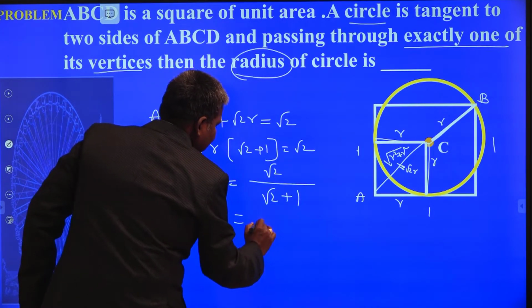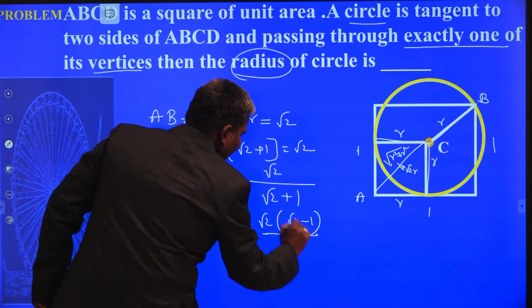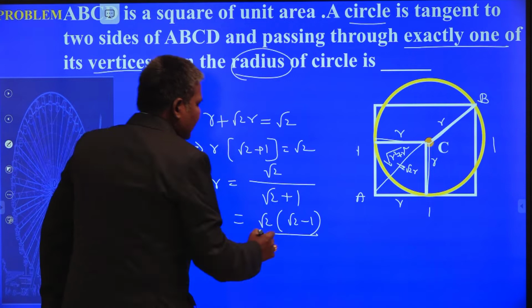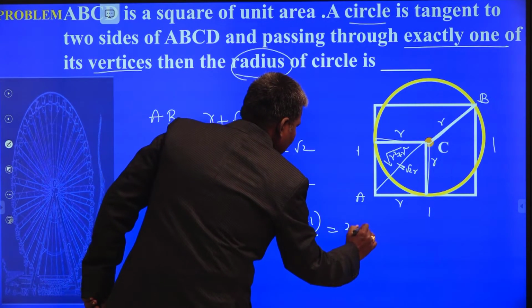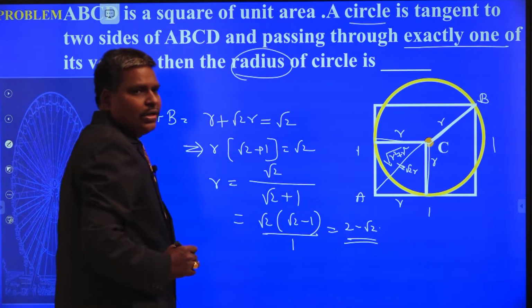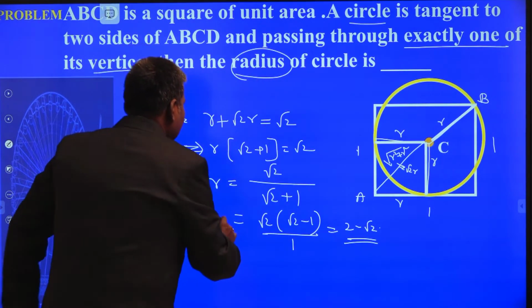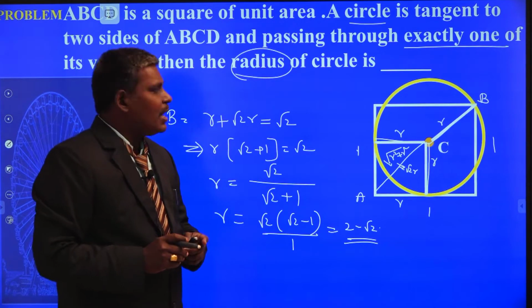By rationalizing, root 2 times (root 2 minus 1) by (root 2 plus 1) into (root 2 minus 1), that is 2 minus 1, that is 1. Your value is nothing but 2 minus root 2. This is the radius of the circle. In this manner, we can finish this problem.